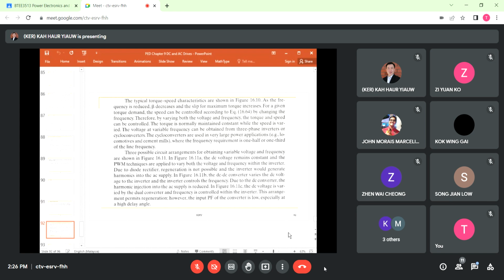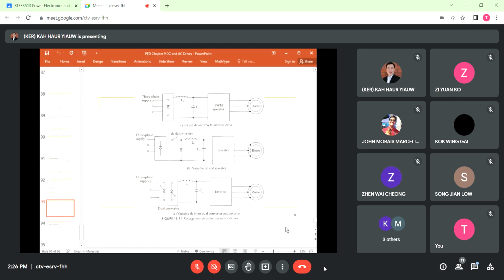In figure 16.11c, the DC voltage is varied by the dual converter and frequency is controlled within the inverter. This arrangement permits regeneration. However, the input power factor of the converter is low, especially at a high delay angle. So these are the three different types of configuration.